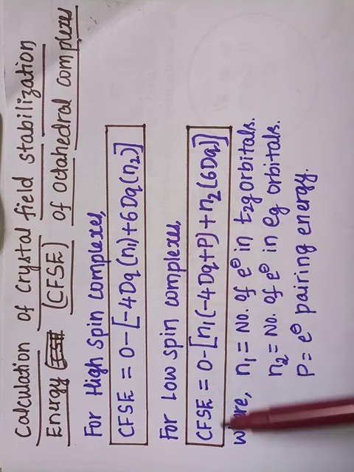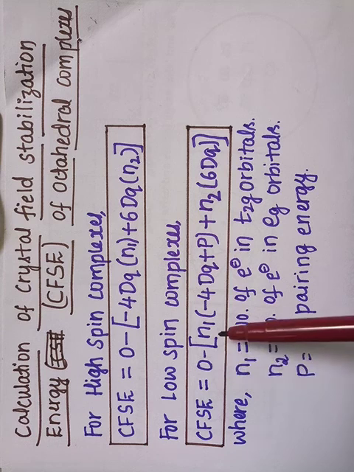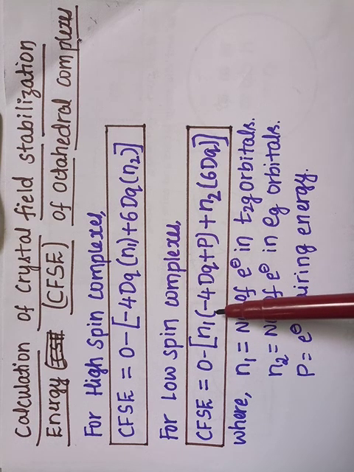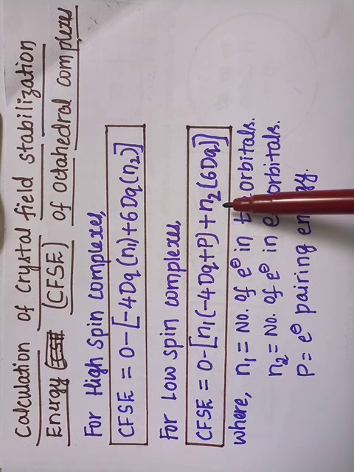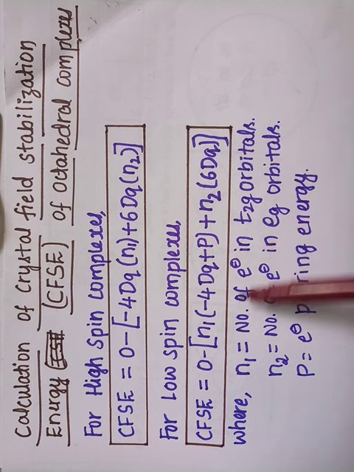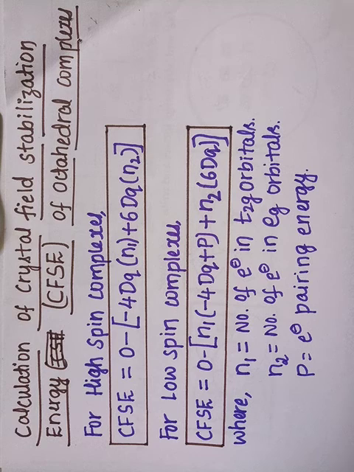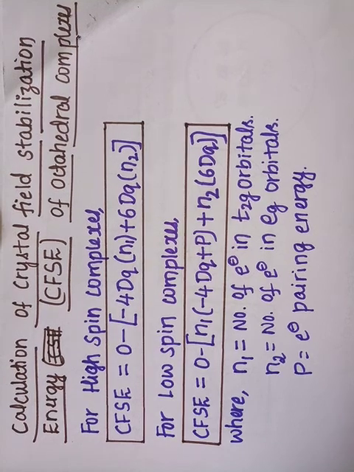For low spin complexes, the CFSE can be calculated using the formula 0 minus n1 into minus 4 Dq plus P, plus n2 into 6 Dq, where P is called the electron pairing energy. So by using these formulas, we can calculate the crystal field stabilization energies.